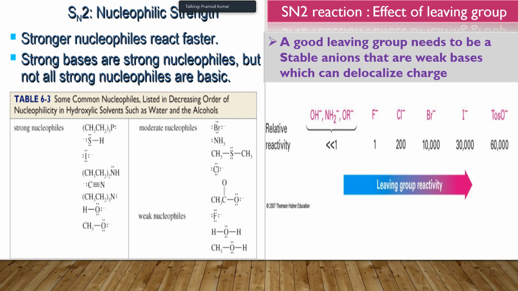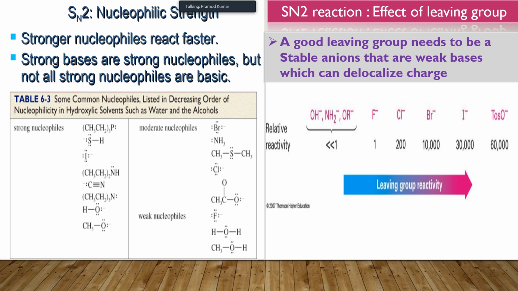So for a stronger nucleophile, the reaction rate will be faster, and stronger bases are usually strong nucleophiles. But not all nucleophiles are strongly basic in nature. Some, like SH minus, are more nucleophilic. But fluoride is highly basic, yet a weak nucleophile. Water is slightly basic, but not nucleophilic because of the less availability of the lone pair of electrons. So these are some of the examples which I have shown in the chart.